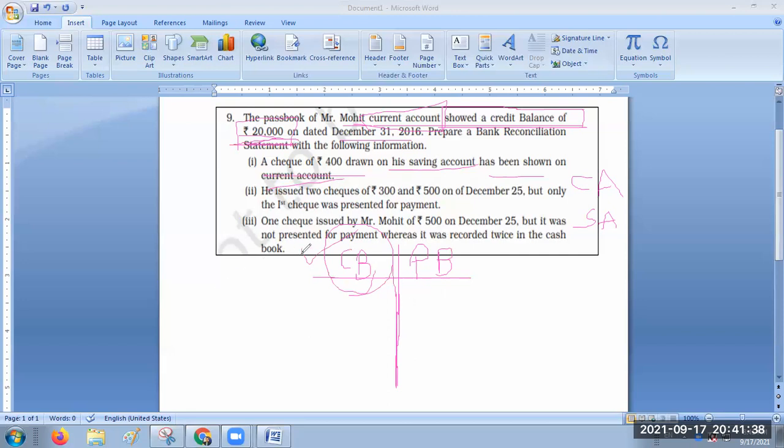Okay, now you see. So we want cash book balance. Passbook balance is available with us. We want cash book balance. Now you see a check of 400 drawn on his savings account has been shown on current account. You have issued a check, but that check relates to savings account. But what the banker has done, the banker has made a mistake here. He has shown it in the current account.